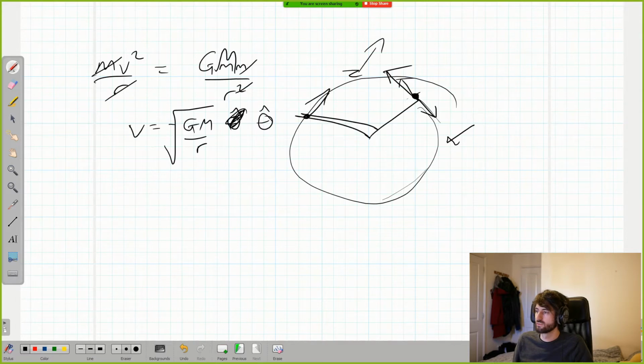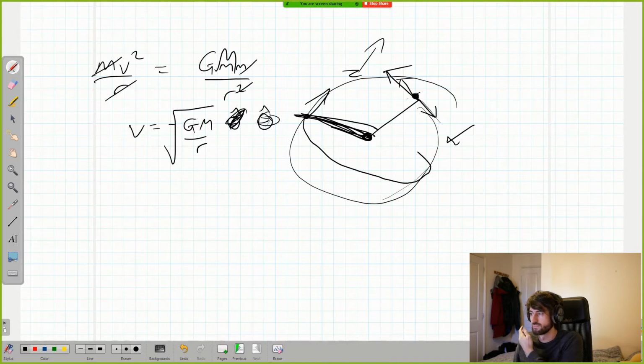So it doesn't really matter. All that matters is that this direction is perpendicular to the radius. Any other direction doesn't really matter. It could even be in a sphere, moving this way around the sphere.